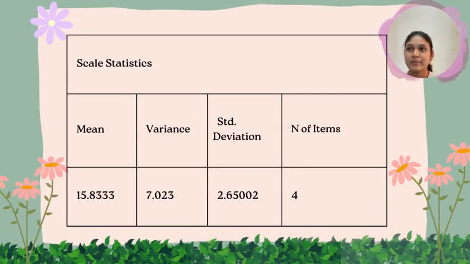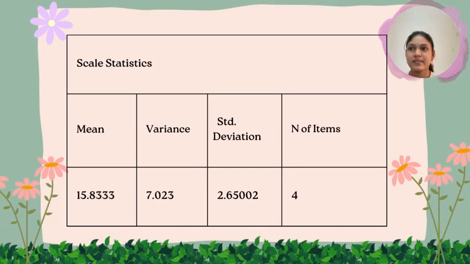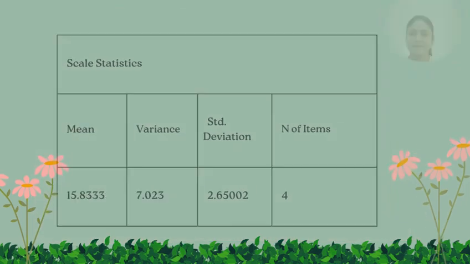The third mean score across the 4 items is 15.8333 with a variance of 7.023, reflecting the spread of scores around the mean. The standard deviation is 2.65003, indicating the average deviation of individual scores from the mean. This analysis is based on a total of 4 items.